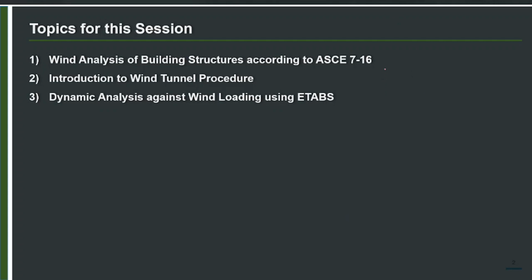I'll be actually starting with what are different options available for wind analysis for building structures, and I'll be focusing mainly on this ASCE 7-16. Then I'll be directly going to the wind tunnel procedure, and then at the end I'll have some demonstration about if we have some wind tunnel test results, how can we use them to analyze our building if we are using ETABS for this purpose. So I'll be focusing on dynamic analysis against wind if we have the wind tunnel test results.